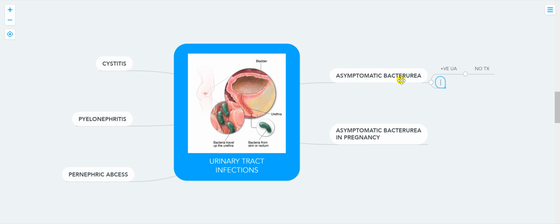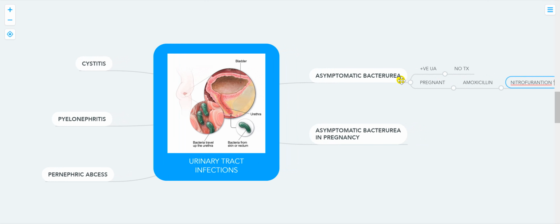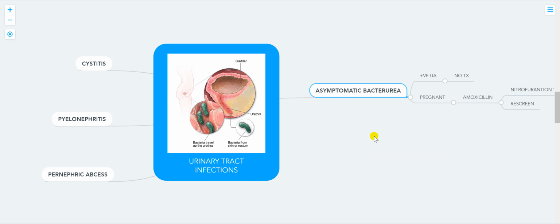What do you do if it was a pregnant woman? If it's pregnant, you give amoxicillin, because you don't want to cause a problem to the baby. If they are allergic to amoxicillin, then you do nitrofurantoin. And then follow up, you just rescreen. Rescreen again, okay? So in this case we treat it, even though it's asymptomatic bacteriuria.